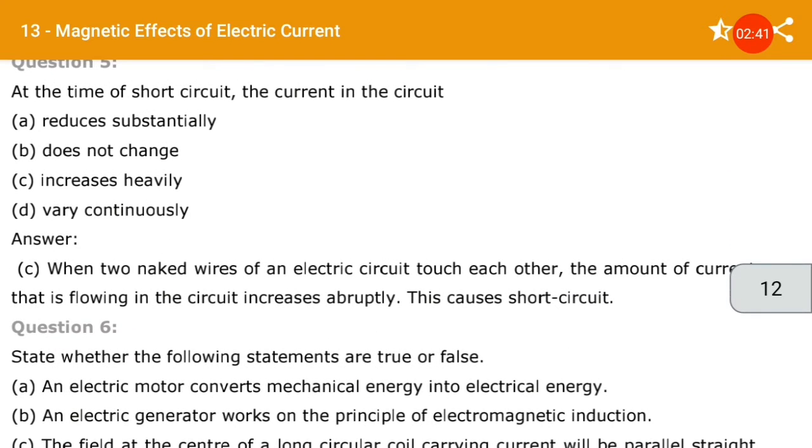Next question. At the time of short circuit, the current in the circuit, generally when the two bare wires of an electric circuit touch each other, the amount of current flowing in the circuit increases abruptly, and this causes a short circuit. So the answer is C. Increases heavily.